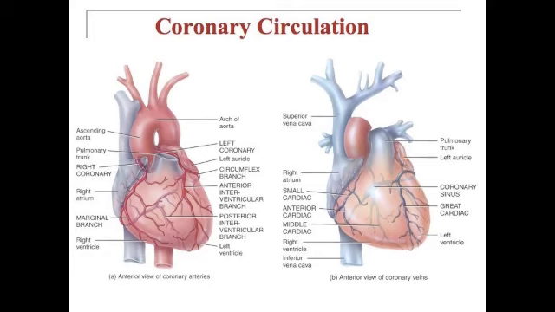So in this cartoon of coronary circulation, the views of the heart are from the anterior aspect, letter A, and in B, it is drawn as if the heart were transparent to reveal blood vessels on the posterior aspect.